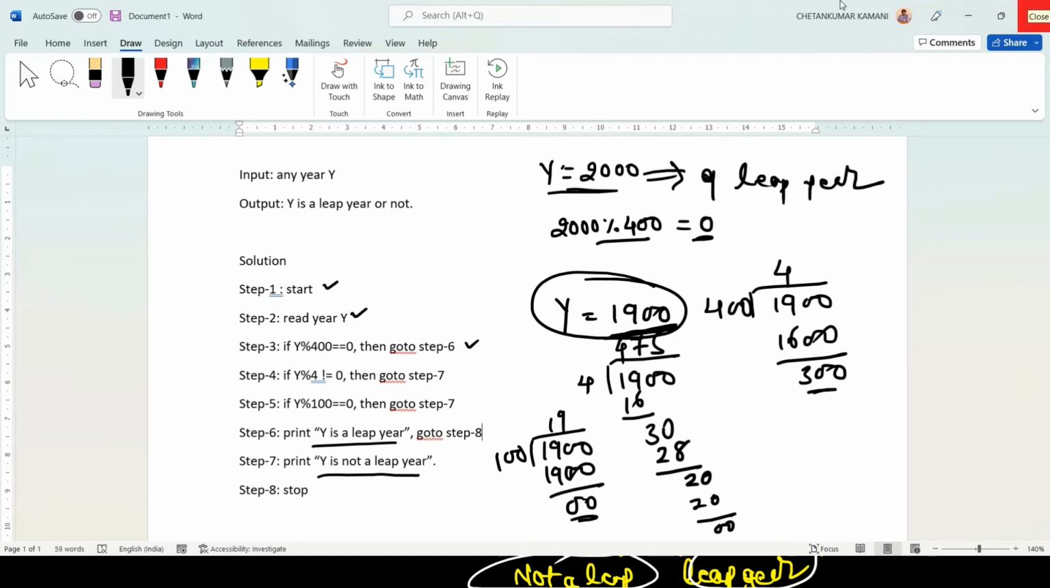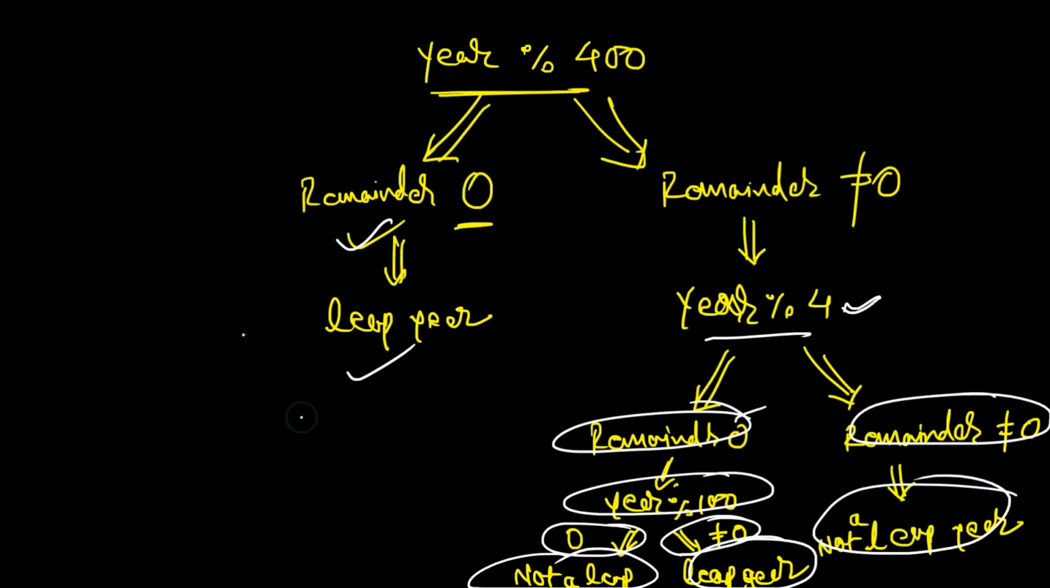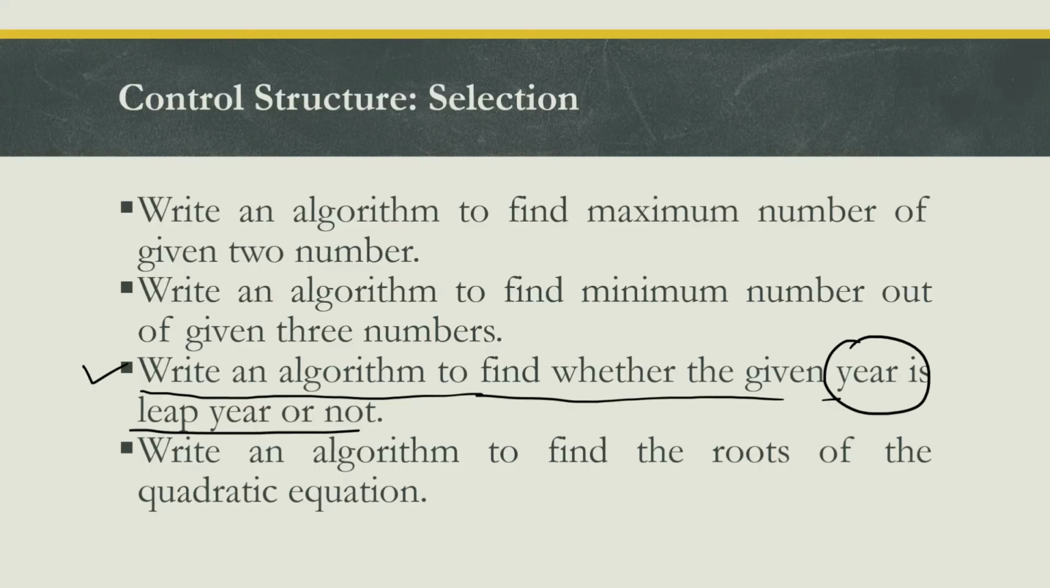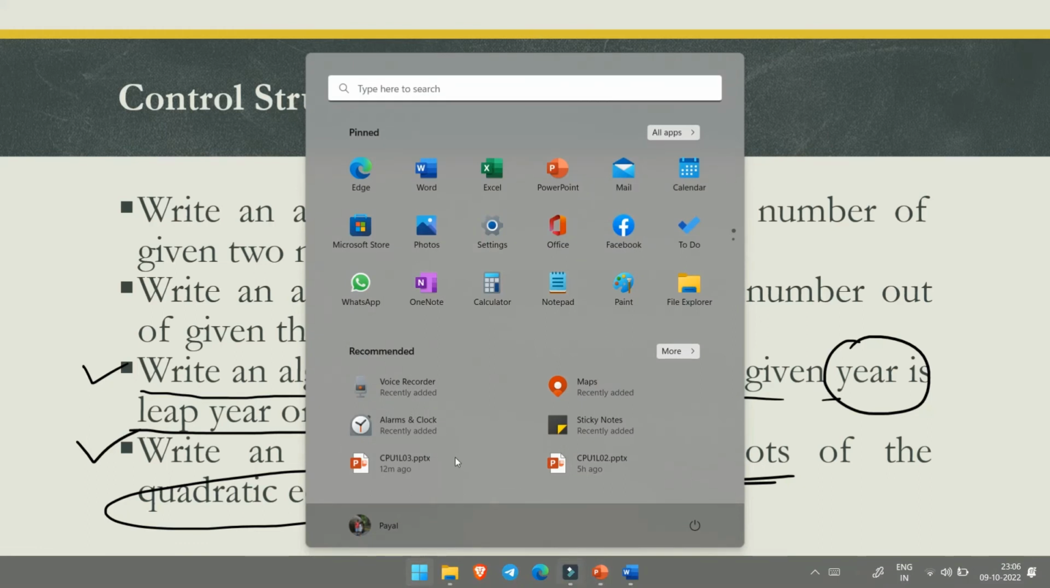Let's move further toward the next algorithm. Okay, so what is the next algorithm? What is the next and the final problem in this case? Yes, write an algorithm to find the roots of the quadratic equation. You must have an idea about the quadratic equation, otherwise you will not be able to write an algorithm.